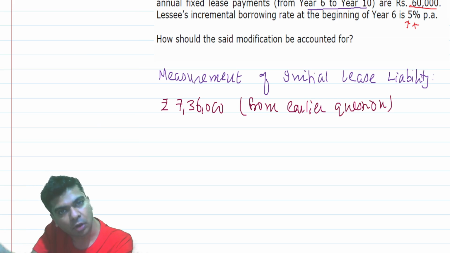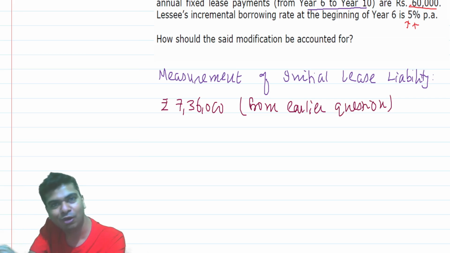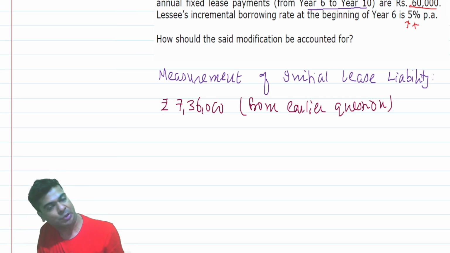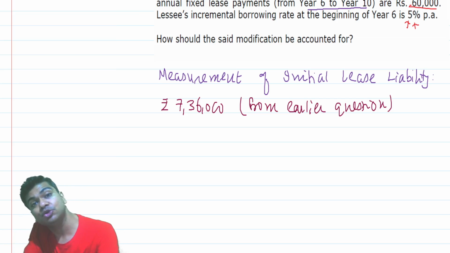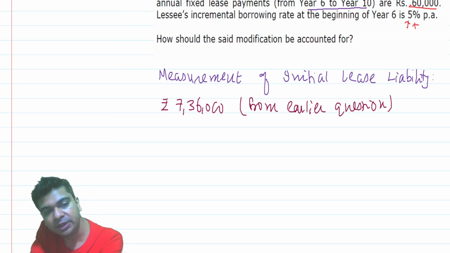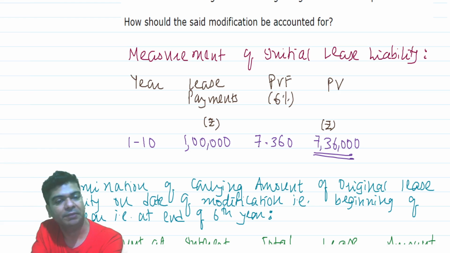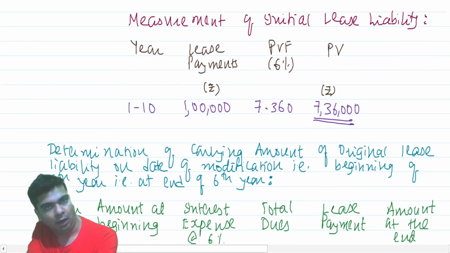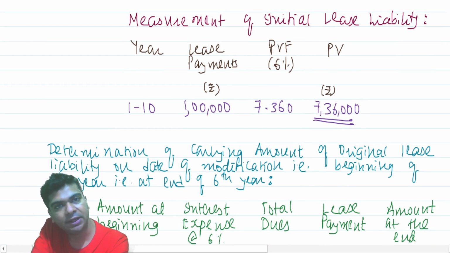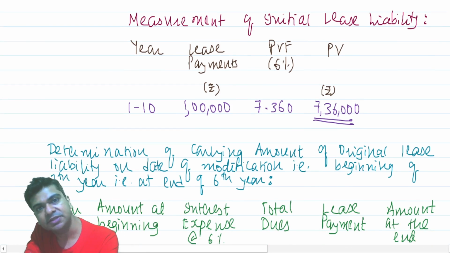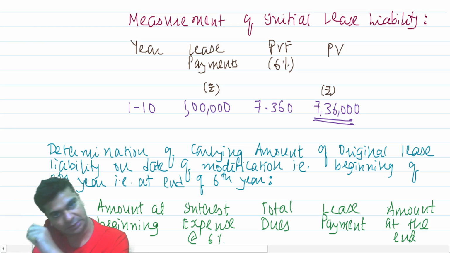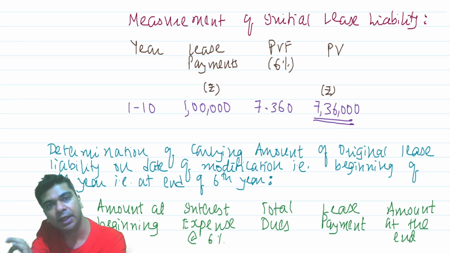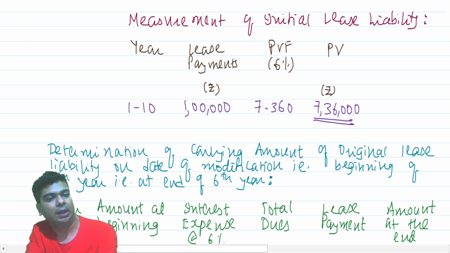You can of course solve it again. If you have a lot of time, you may solve it again. In exams, of course, you have to solve. In exams, you will not be able to refer earlier questions. In exam, you will solve. How will you solve in the exams? This way. Here it is. 1 lakh will be discounted for 10 years at 6%. We get 7,36,000. But because the figures are the same, I personally believe that we can just rely on the calculations that we did in the earlier question. Great.